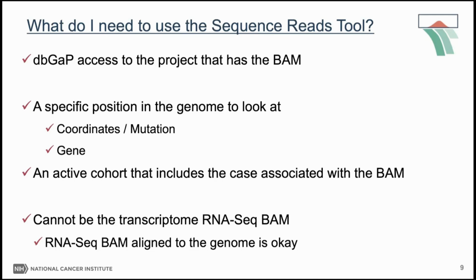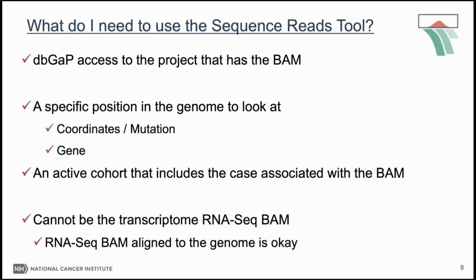Like the BAM slicing tool, you will need a specific position in the genome to look at, or a specific region. This can be coordinates, mutations, genes. Entire chromosomes might be a bit too zoomed out to do anything with, but I know that if there are few enough reads, you can look at that.